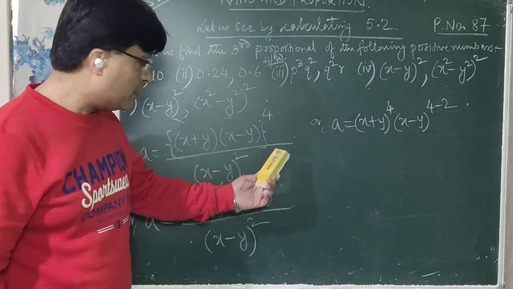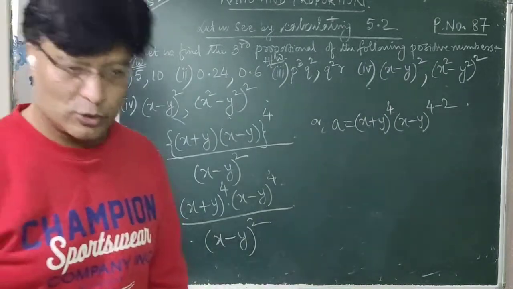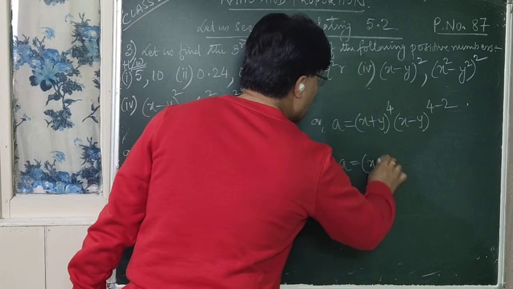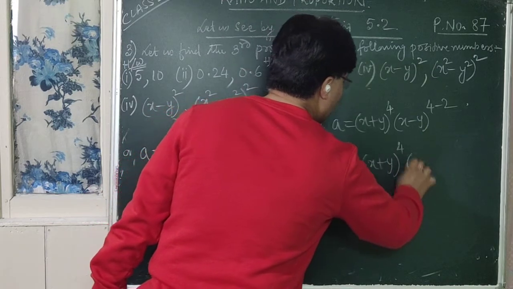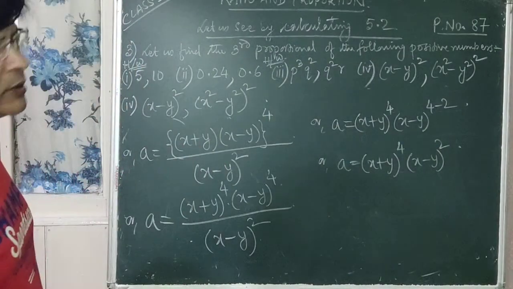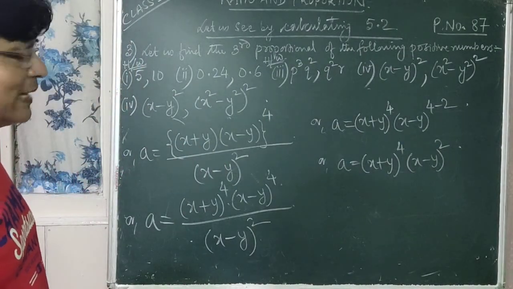When this goes up in the numerator, it becomes 4 minus 2. Right? So A is equal to (x plus y) to the power 4 into (x minus y) whole square. So that is your final answer.